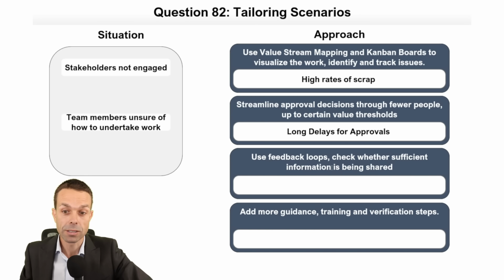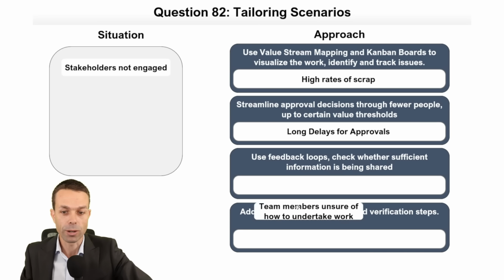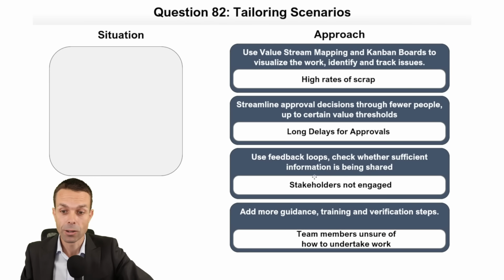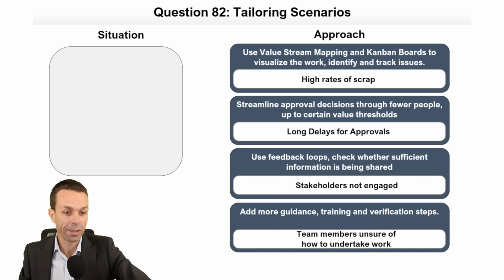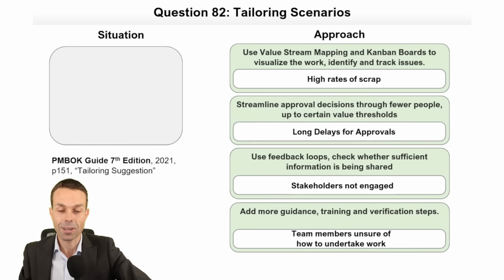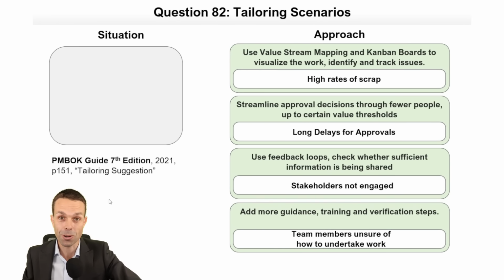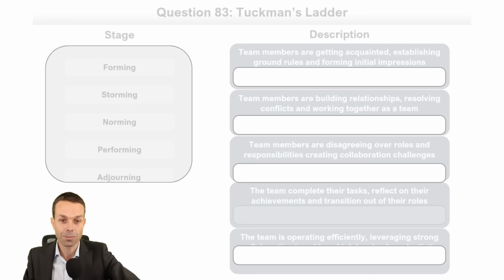Use feedback loops to check whether sufficient information is being shared. People unsure of how to do the work, or stakeholders not engaged. Well, the last one is adding more guidance and training and verification. That's definitely for if we're not sure of how to do the work. And that means feedback loops and checking on information that we're sharing will help with stakeholder engagement. That was actually pretty tricky. Let's check. Okay, we did get it correct, so that's good. How did you guys go with that one? Page 151, under Tailoring Suggestions in the PMBOK Guide, 7th edition. So that's a pretty good one.